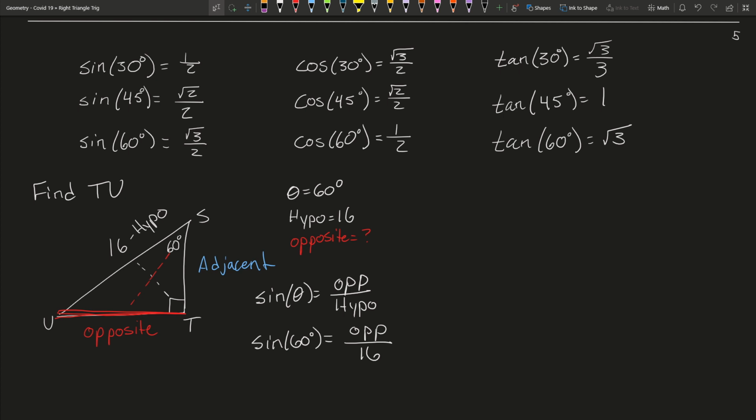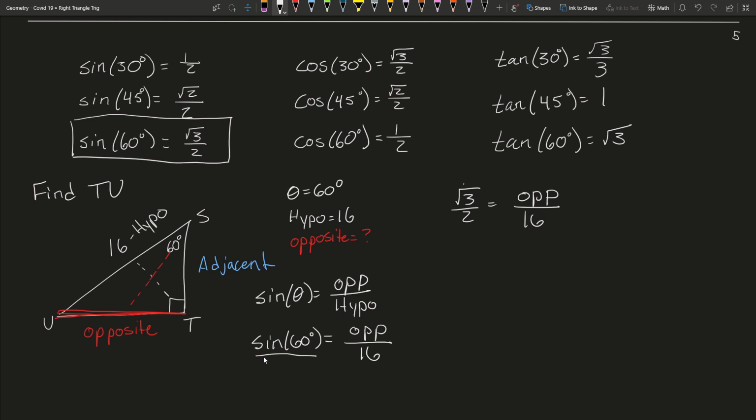Okay, now again, we can just take it one step further and substitute one more time. So down here we have sine of 60. So we find sine of 60 and just substitute in that value. So then we get rad 3 over 2 is equal to something over 16. And then we solve for the opposite side.